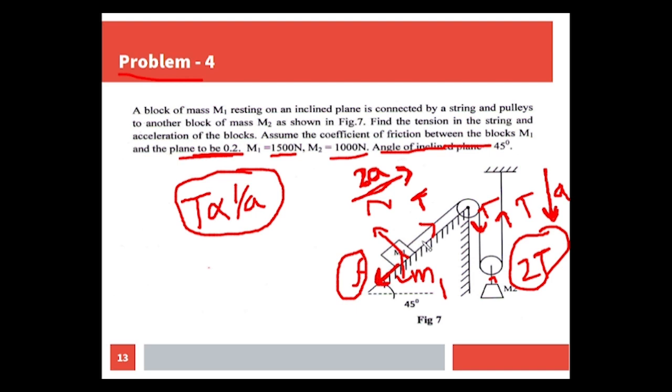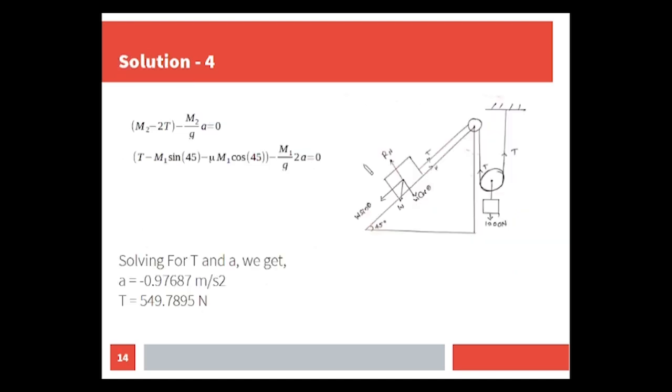So we are just going to apply the D'Alembert principle, as I have shown here. So here there is the mu, and here there is the mu cos theta. The friction is acting in the downward direction, and the block is moving downward with an acceleration A and upward with an acceleration 2A. And so here the tension is 2T. That is something I forgot to add in the pulley diagram.